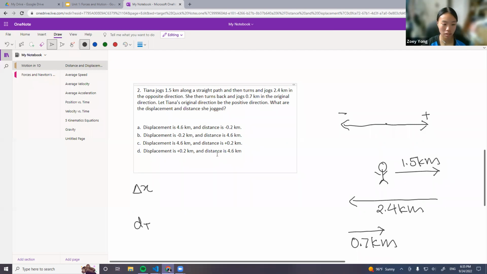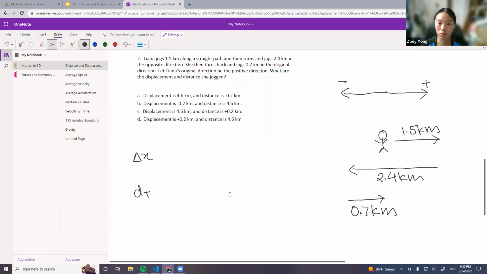Okay, I saw Alex answer once again, and good job. You got it right. The answer is B, and it's for the same explanation as last time. So I'll just write down what Alex probably did and what I did.